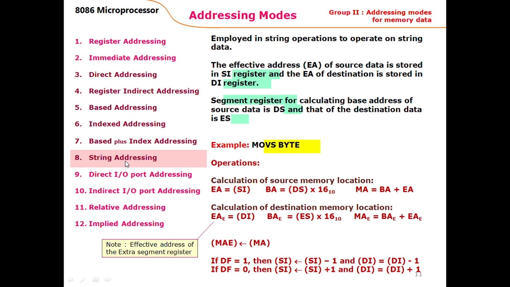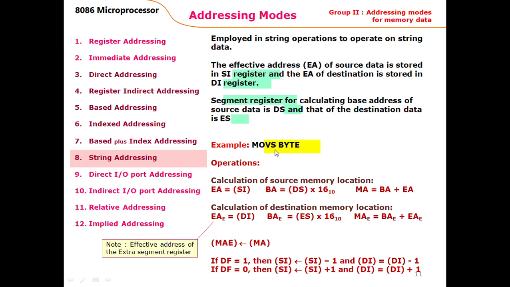Then we have string addressing mode. This is employed in string operations to operate on string data. In string addressing, the effective address EA of the source data is stored in the source index register, and the effective address of the destination of the data is stored in the destination index register. The segment register for calculating the base address of the source data is the data segment. The data segment is the source of the data, and the destination of the data in the string instruction is always the extra segment. This can be better explained with an example.